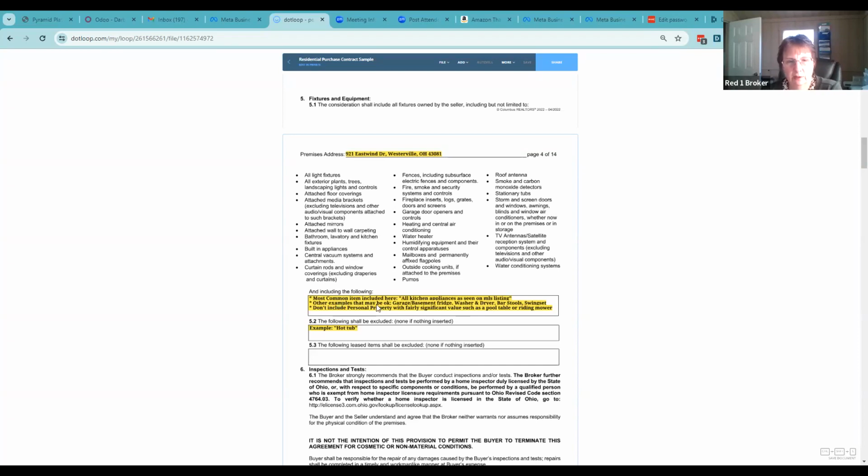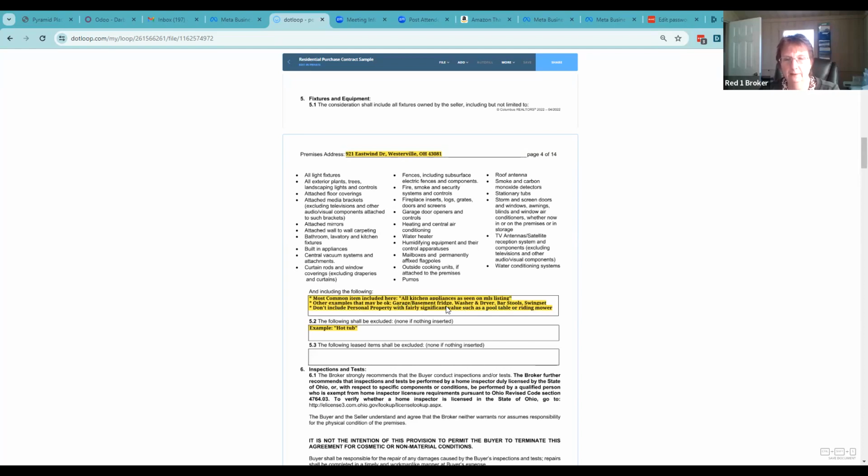So the most common things written in are kitchen appliances, I've seen on the MLS, other examples such as garage or basement fridge, washer, dryer, bar stool, swing set. They encourage you not to include personal property that has significant value, such as a pool table or a riding mower, because many times what will happen is the lender will make you write that out of the contract anyway.